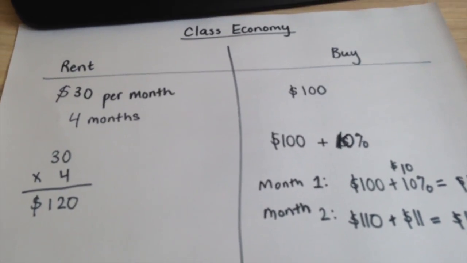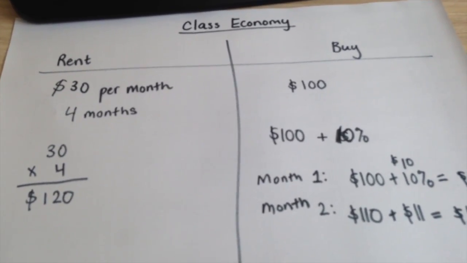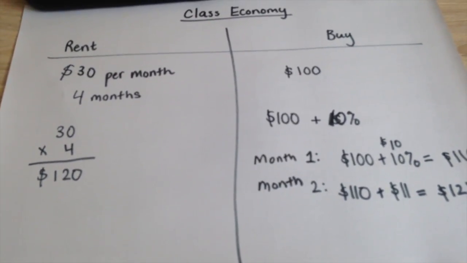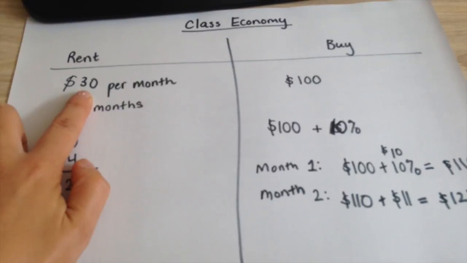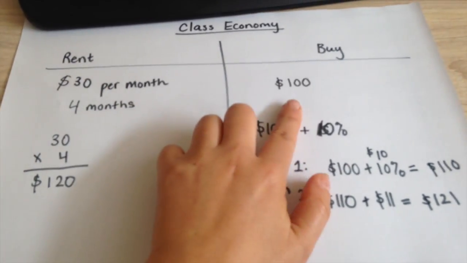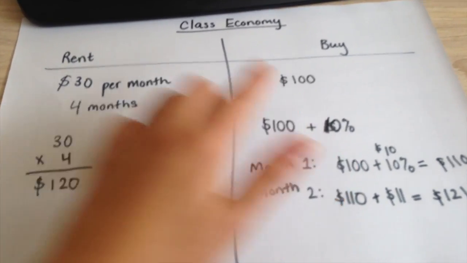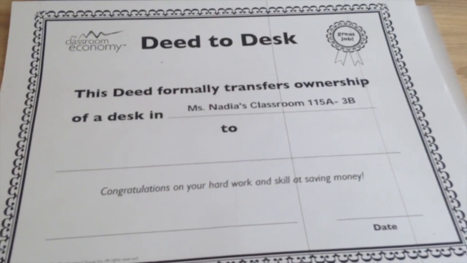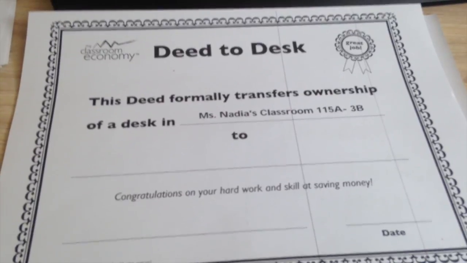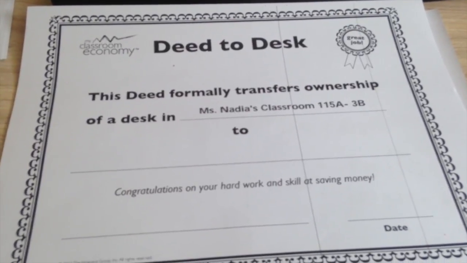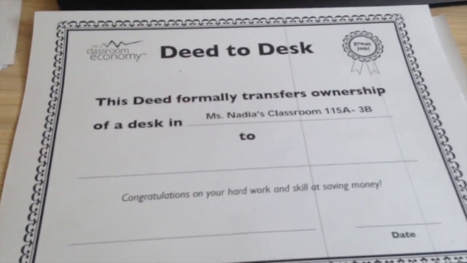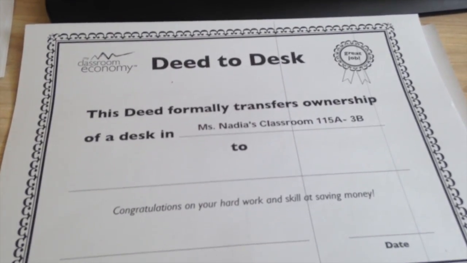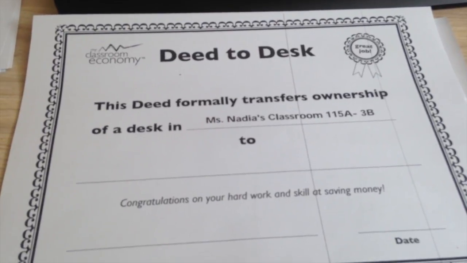So I need you to look at your individual salaries that you will receive from your jobs and calculate which will be a better option, renting your desk at $30 a month or buying it up front for $100. If you choose to buy your desk, you will receive a deed to your desk, which will be given to you when you purchase it, and you will no longer have to pay any more fees. So please refer back to any of our interest models and your math notebook in order to help you calculate which is the better option for you.